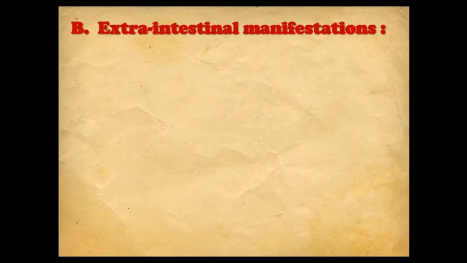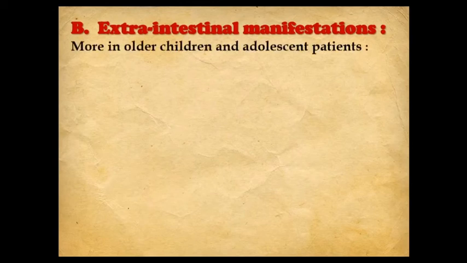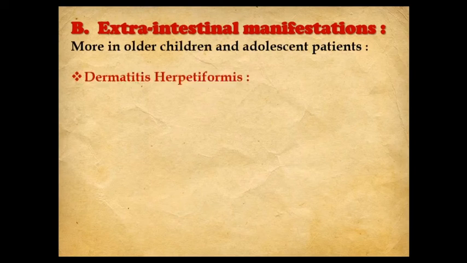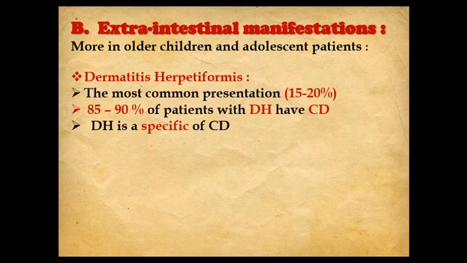What about the extra-intestinal manifestation? These are more common in older children and adolescent patients. Dermatitis herpetiformis is the most common presentation of the extra-intestinal manifestation. It happens in 15 to 20% of patients with celiac disease, and in 85 to 90% of patients with dermatitis herpetiformis, they have celiac disease.